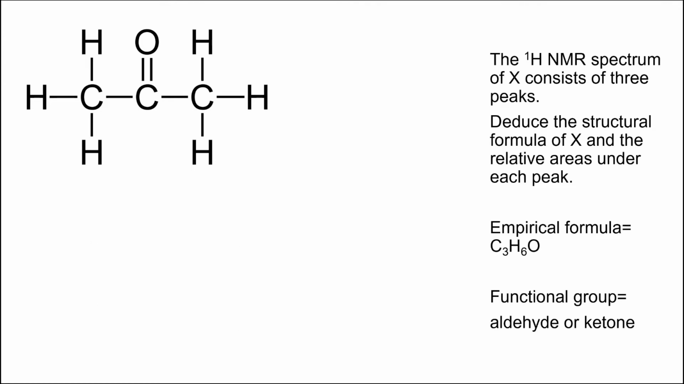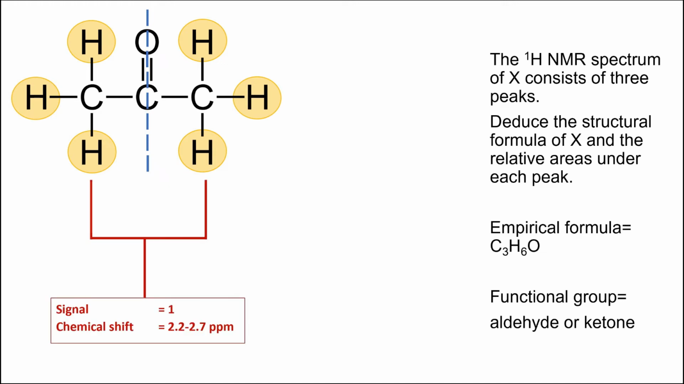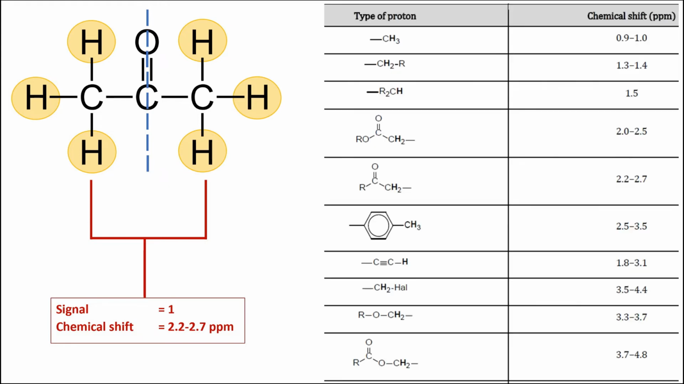The first isomer here has a line of symmetry, so the hydrogens on either side have exactly the same environment. This results in only one signal, and we expect the signal to show up at 2.2 to 2.7 ppm. This isomer cannot be X.